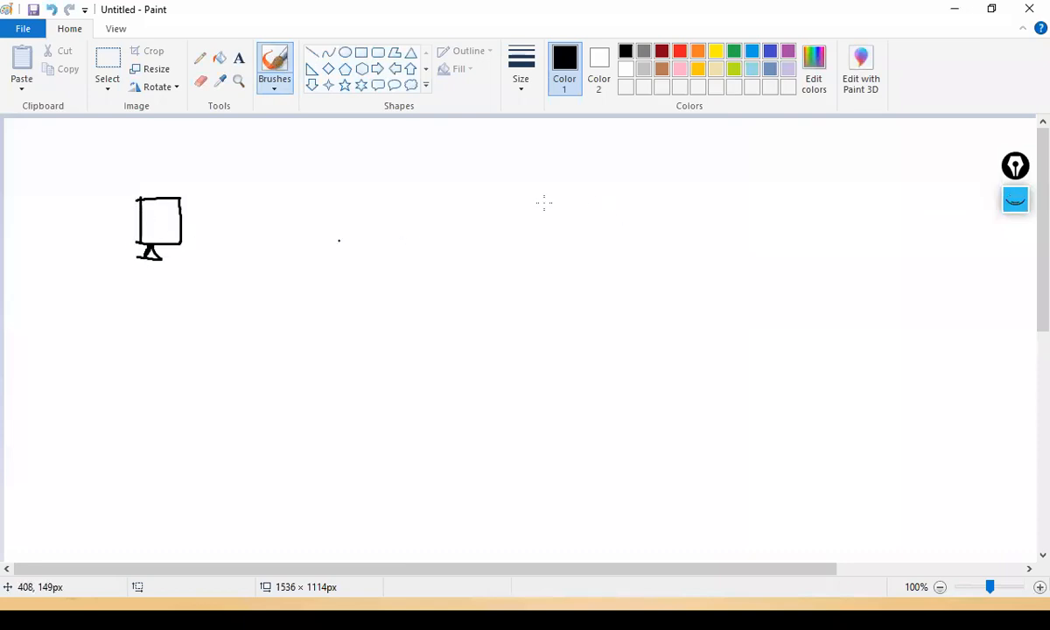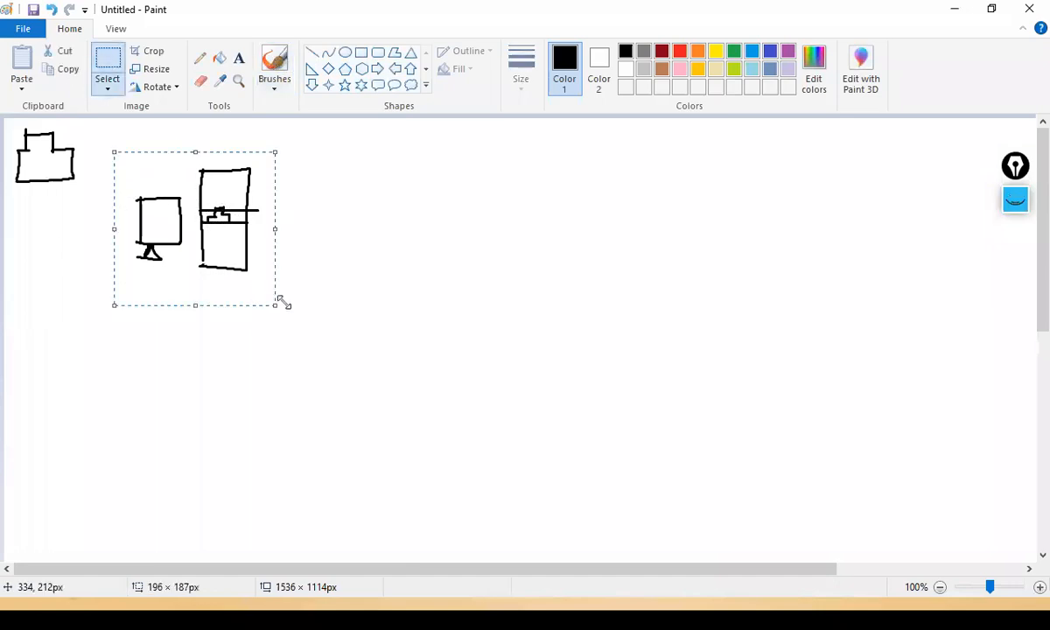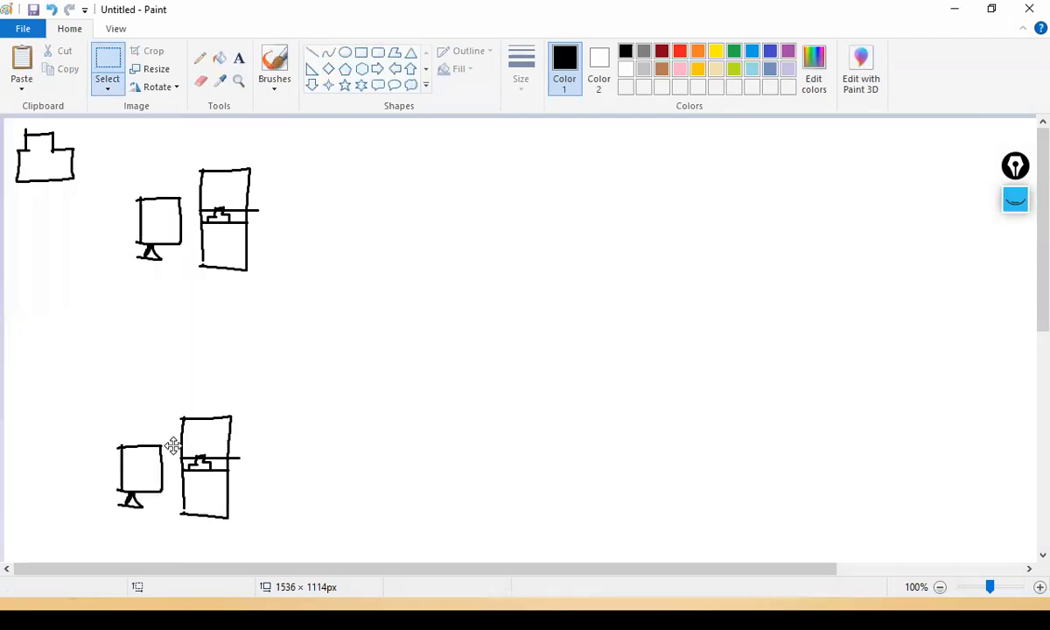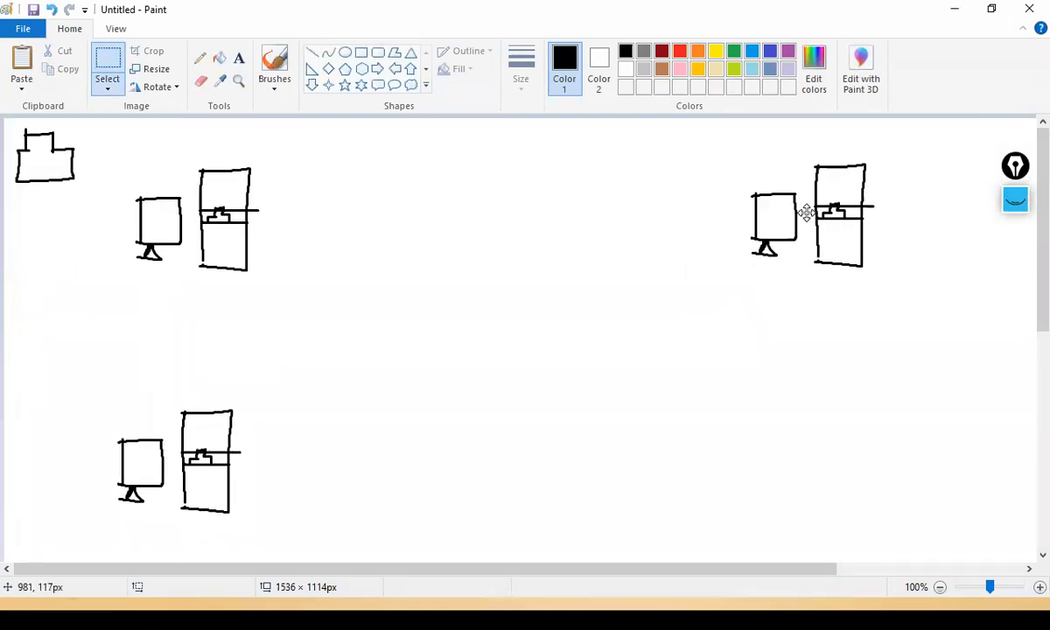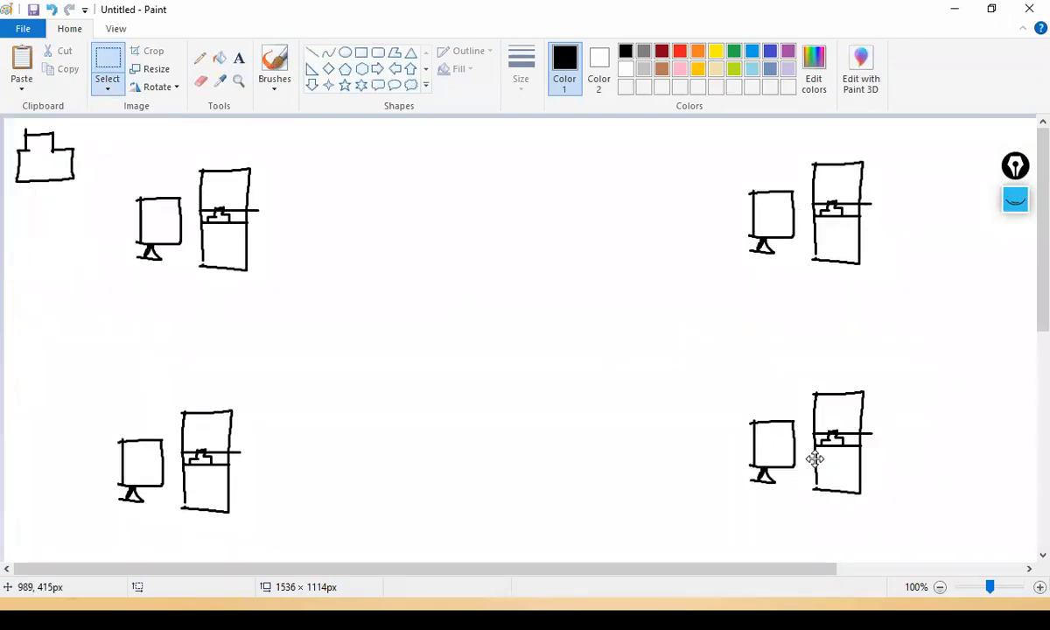Suppose this is the computer and this is the CPU cabin. Now, at the backside of the CPU cabin, as I told you, you will have the NIC, which will be like this. Suppose it is the NIC. So now, suppose this is the first computer, this is the second computer, this is the third computer, and this is the fourth computer.